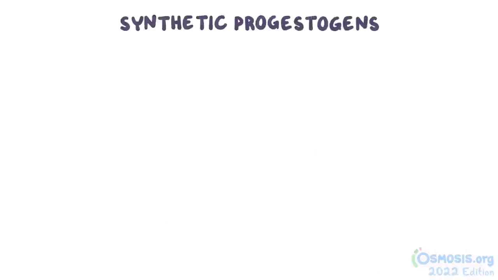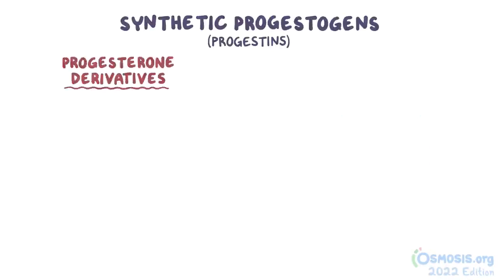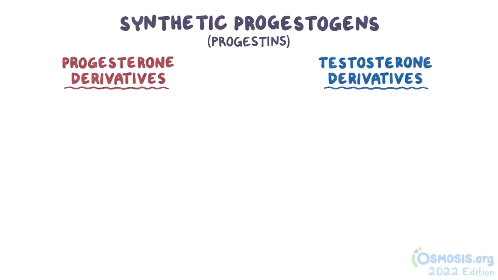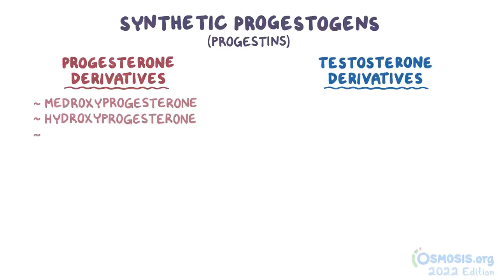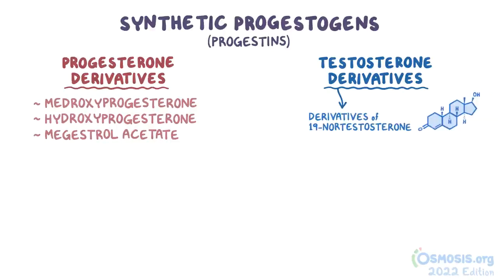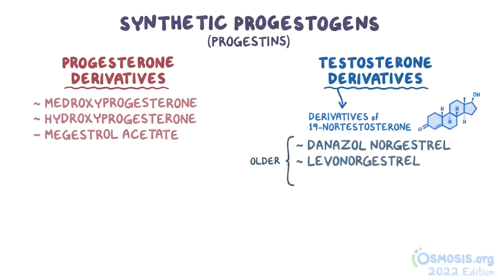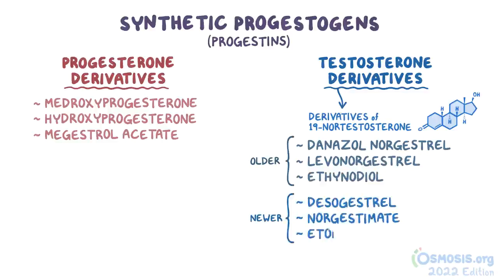Synthetic progestogens, which are also called progestins, are divided into two groups: the progesterone derivatives and the testosterone derivatives. The progesterone derivatives include medroxyprogesterone, hydroxyprogesterone, and megestrol acetate. Now, the testosterone derivatives are basically derivatives of 19-nortestosterone and differ primarily in the degree of androgenic effects. The older testosterone derivatives, like danazol-norgestrel, levonorgestrel, and ethanodiol, are more androgenic than the newer testosterone derivatives such as desogestrel, norgestimate, and etonogestrel.